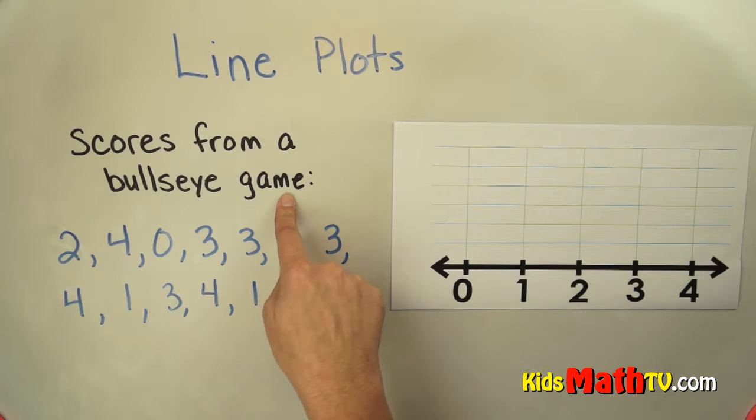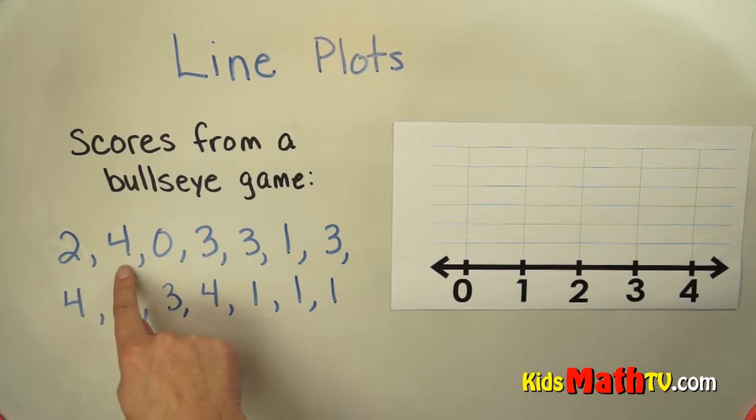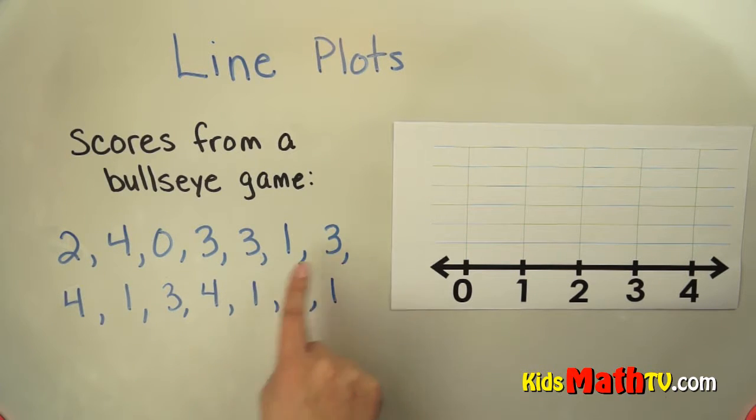So I was playing a bullseye game and I got these scores: a 2, 4, 0, a 3, a 3, a 1, a 3, and so on. So I was throwing my darts at a bullseye and these were my scores that I recorded. I want to organize that in a little bit more clear way.